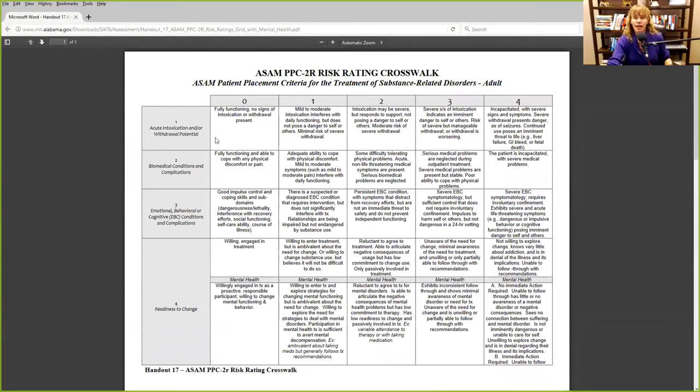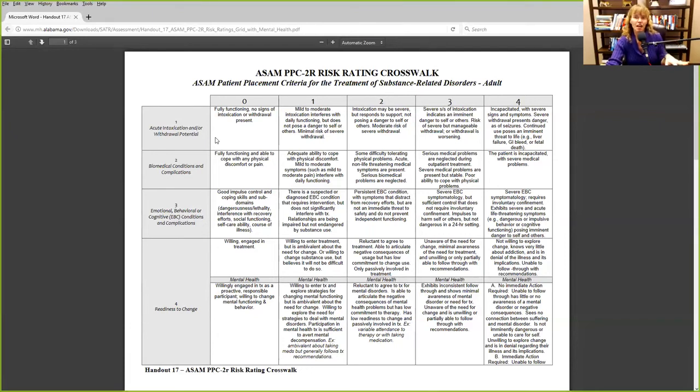Level 1 is mild to moderate intoxication, interferes with daily functioning, but does not pose a danger to self or others, minimal risk of severe withdrawal, minimal risk of interference by any current medical conditions. Their medical conditions are stable, and they aren't at risk for any sort of substance withdrawal.